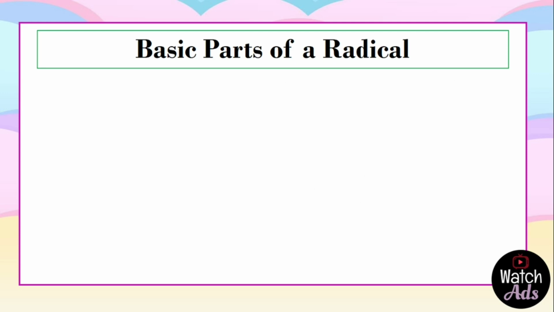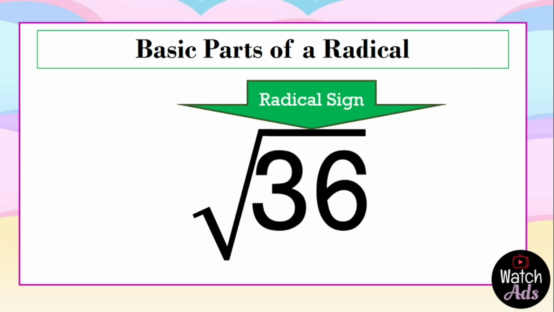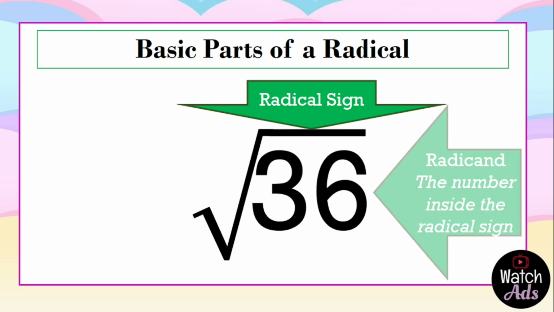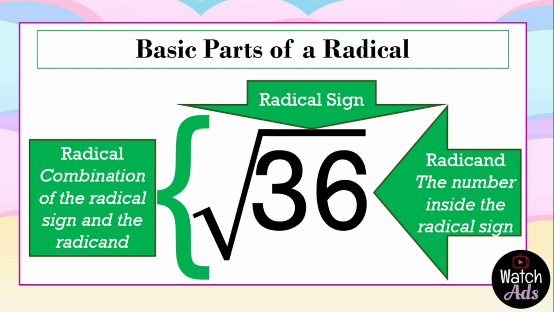Let's look at the basic parts of a radical. This is called the radical sign. The number inside the radical sign is called the radicand. And the combination of the radical sign and the radicand is called a radical.